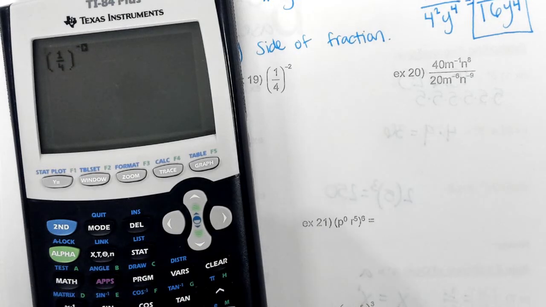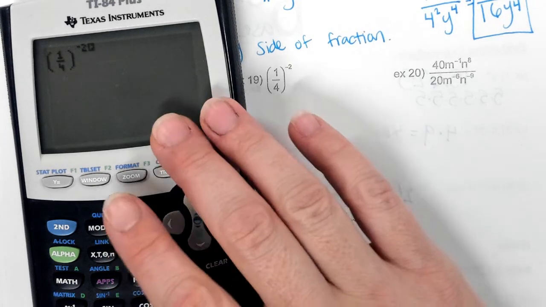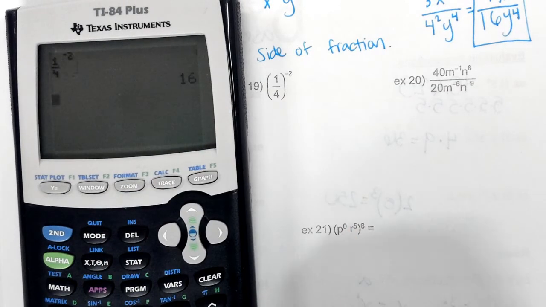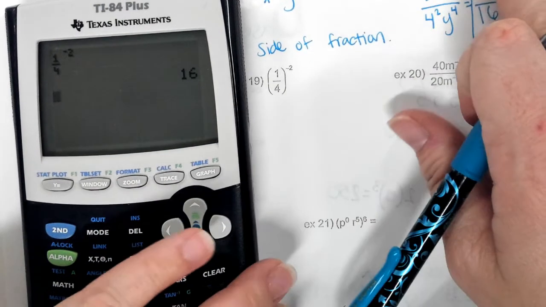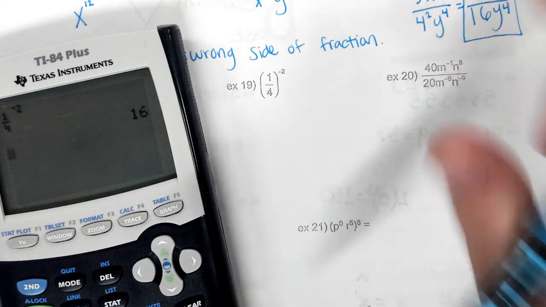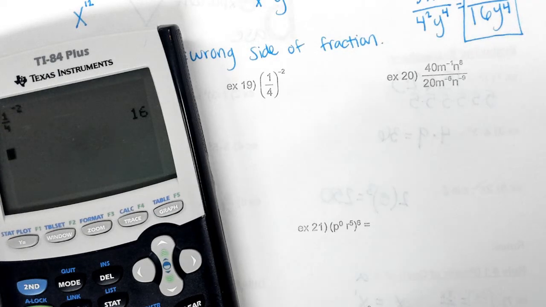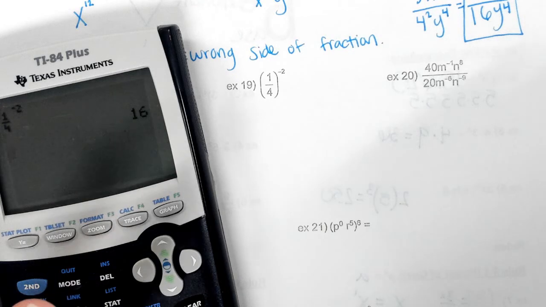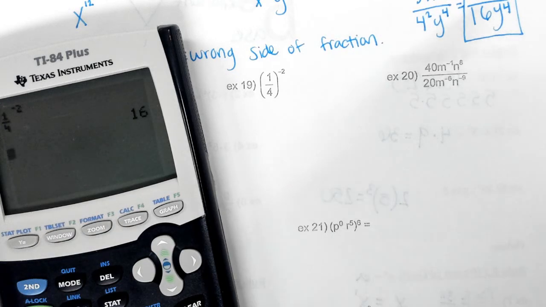So we do it to the negative 2 power. What do you think it equals? 16. Well, yes, it does. Okay, it equals 16. And I'm going to show you the easiest way to do this by hand. Now, again, if it doesn't have letters, I want you to type in the calculator, but I'm showing you because I want you to understand why.